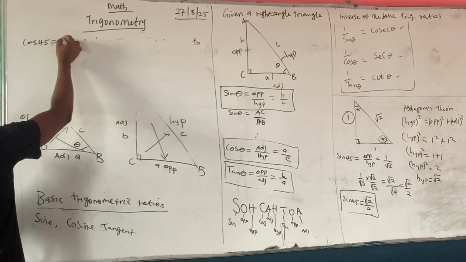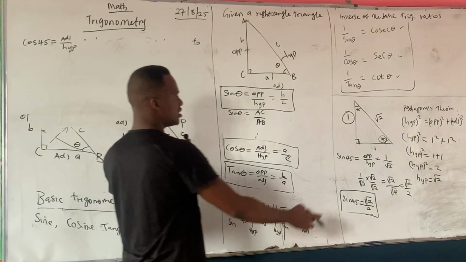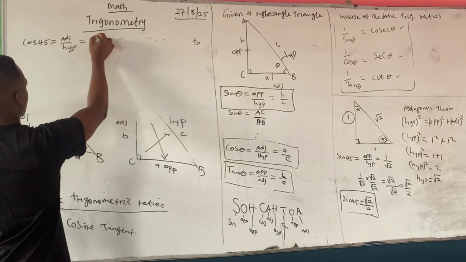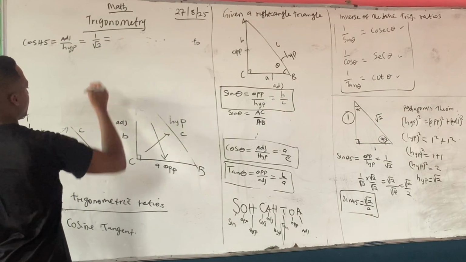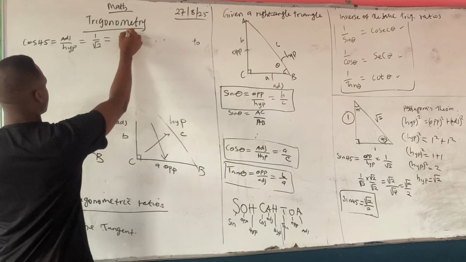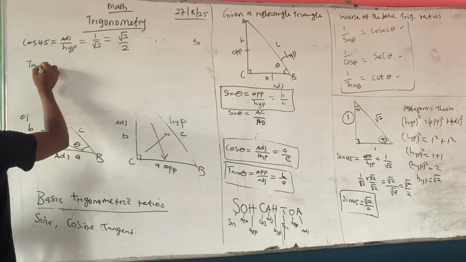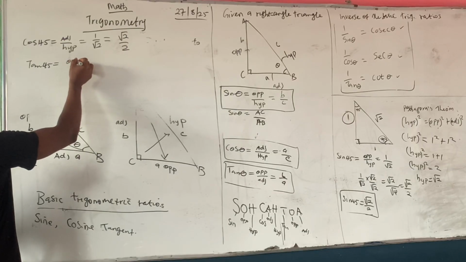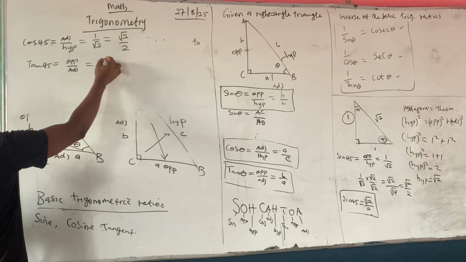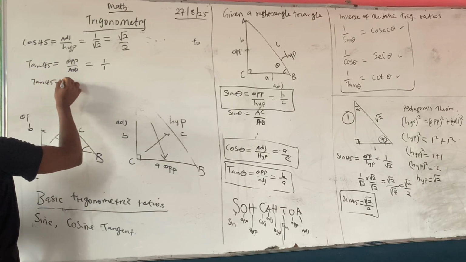What is cosine? Adjacent over hypotenuse. From the diagram, we are still considering this angle. So our adjacent is 1. So 1 over root 2, which we have already done. So 1 over root 2 is also the same thing as root 2 over 2. So cos 45 is the same thing as sine 45. Tan 45. Opposite over adjacent. What's our opposite from there? 1. And what's our adjacent? 1. So it means that tan 45 is equal to 1.